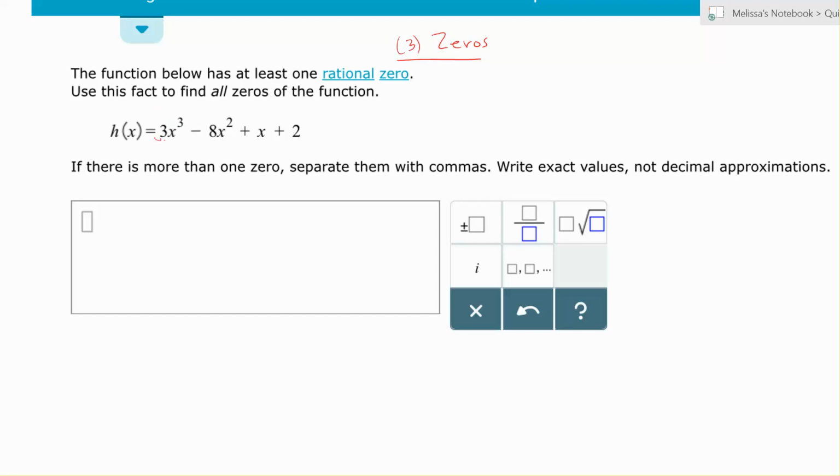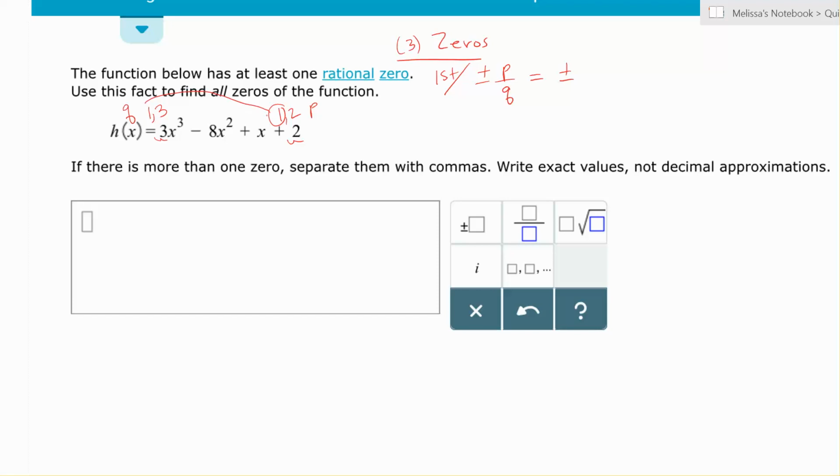Now list the factors of the leading term. The leading coefficient is a 3, so the factors of 3 are 1 and 3. And list the factors of the end term 2: 1 and 2. The end factors are the p numbers and the leading factors are the q numbers. So first I'm going to create a possible list of zeros that might work, and it's plus or minus p's divided by q's.